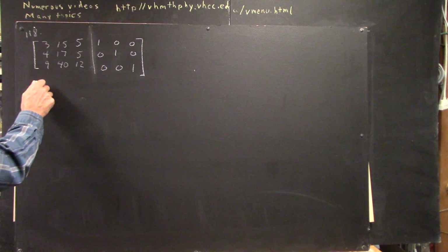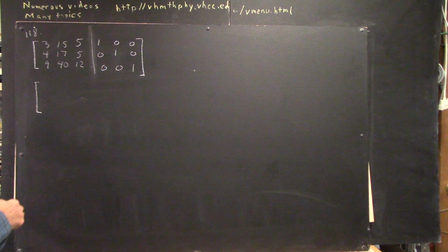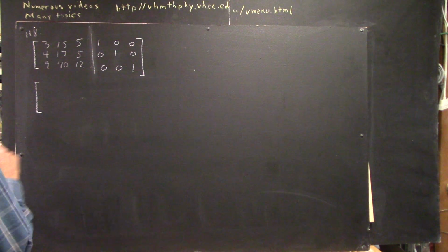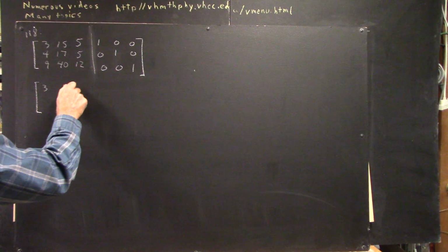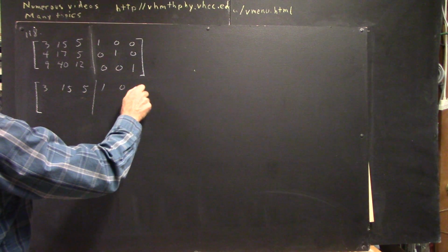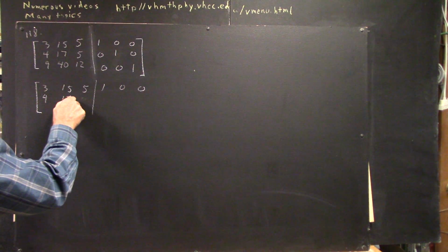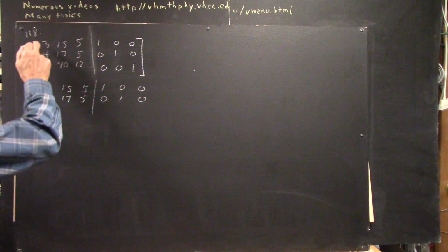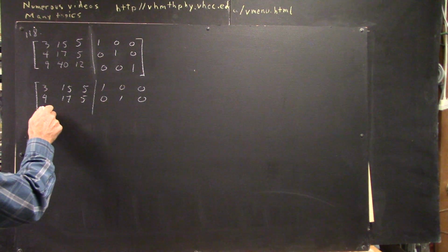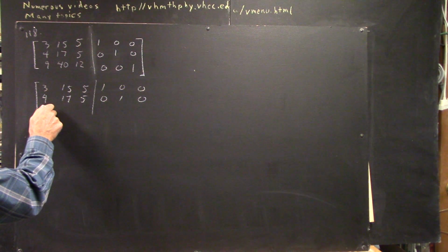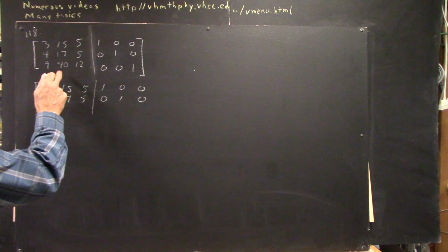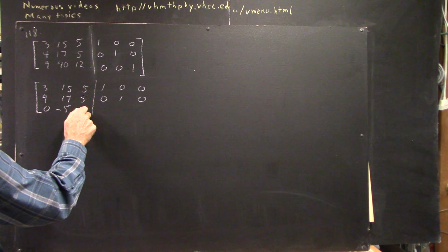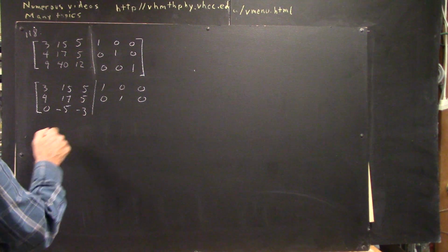Okay, I don't see anything really good to do here. So I'm going to simply, now I could subtract 3 times the first row from the last, and let's go ahead and do that. That'll save us a little bit of trouble later on. Okay, first 2 rows aren't going to change, but we're going to do the third row minus 3 times the first row. So that's going to be 0, 9 minus 3 times 3, 4 minus 3 times 5 gives us negative 5, and 12 minus 3 times 5 gives us negative 3.